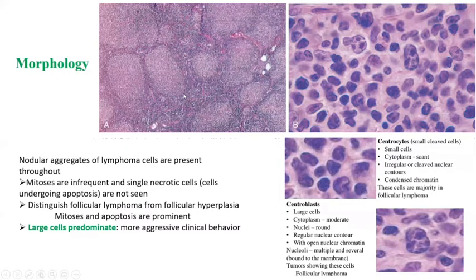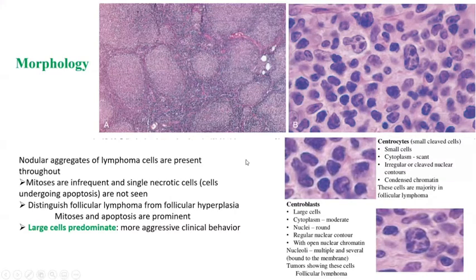So you can see there is effacement of architecture, and the whole of the lymph node is replaced by nodules. These are nodules of B lymphocytes, but they will not show frequent mitosis or apoptosis, and so we can differentiate from follicular hyperplasia, which is a very important differential.